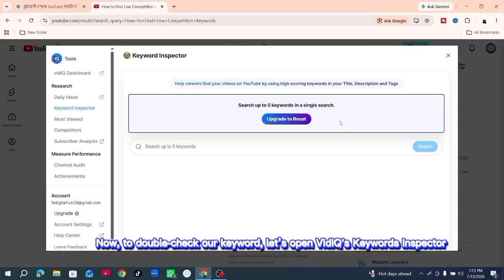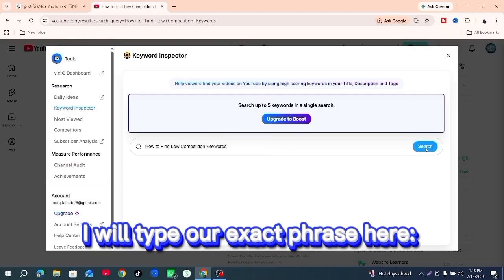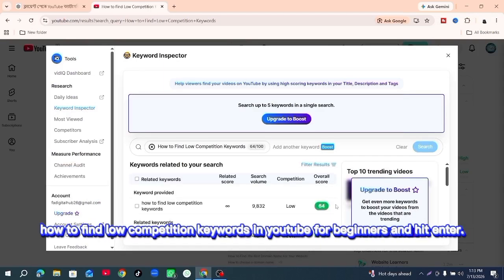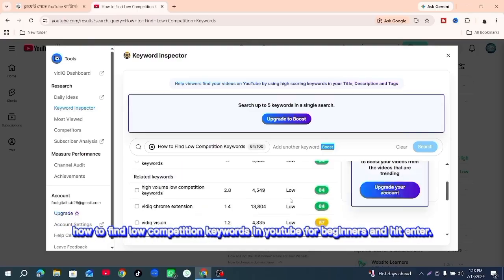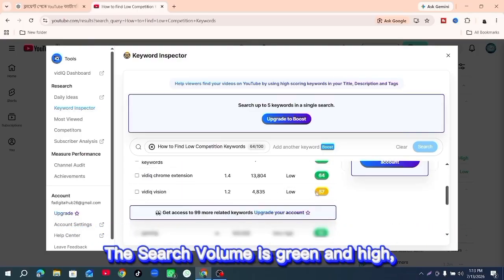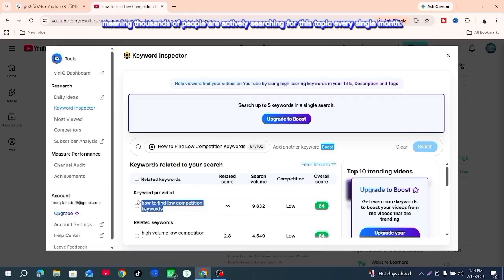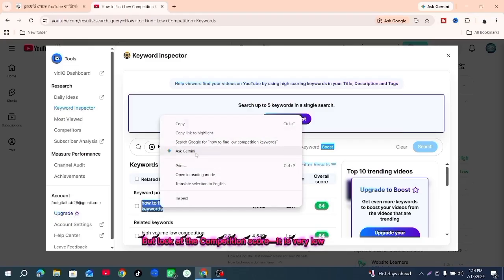Now, to double-check our keyword, let's open vidIQ's Keywords Inspector. I will type our exact phrase here. How to find low-competition keywords in YouTube for beginners, and hit enter. Take a look at the data right here. The search volume is green and high, meaning thousands of people are actively searching for this topic every single month.